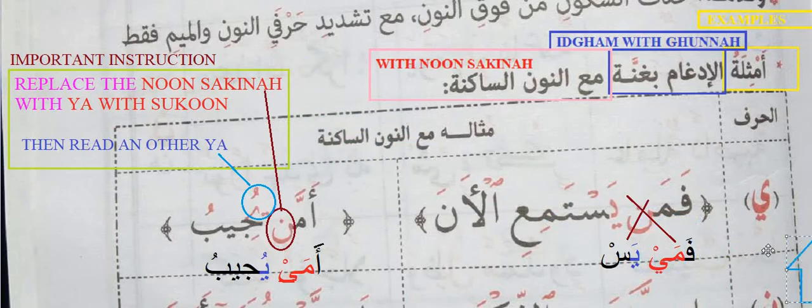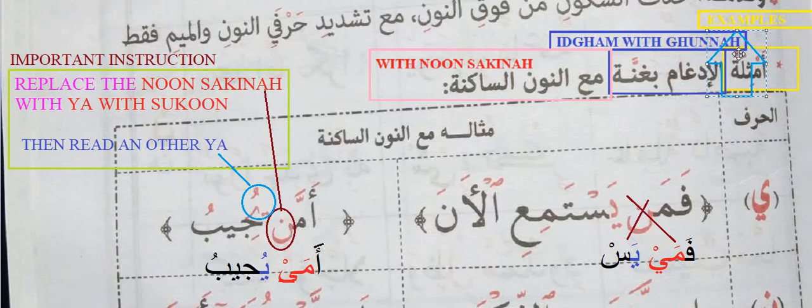Today, inshallah, we picked up a page from the green book, the Arabic green book, page number 147. Now our target is to understand how to recite the Quran with Tajweed. But before that, I want you to have a little understanding of how these examples are set.